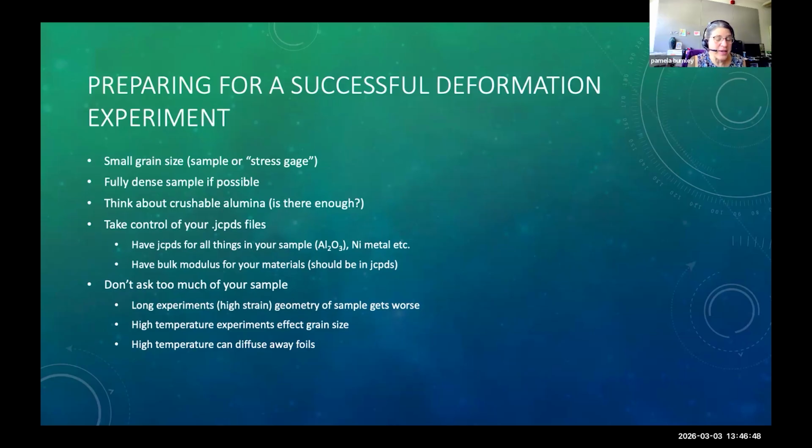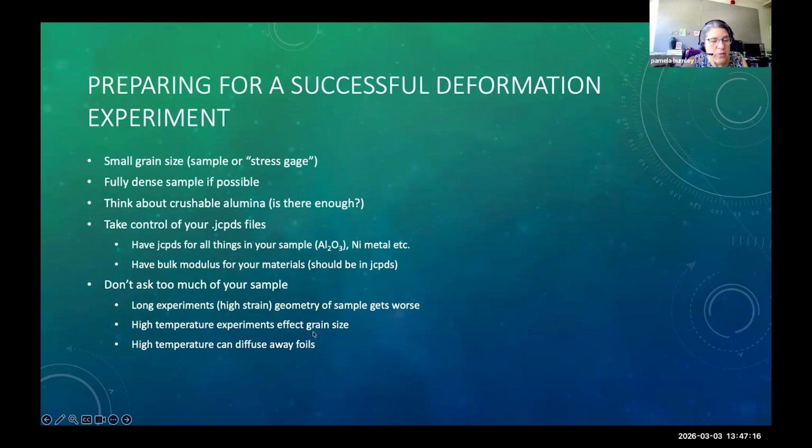I don't know how many times we've come back home and said, oh, the last half day, we probably shouldn't have bothered because our sample was just too sad. So basically, when you do long experiments with high strain, the geometry of the sample deteriorates, and so sometimes your diffraction gets kind of wonky. It's not quite the shape you thought it was anymore.